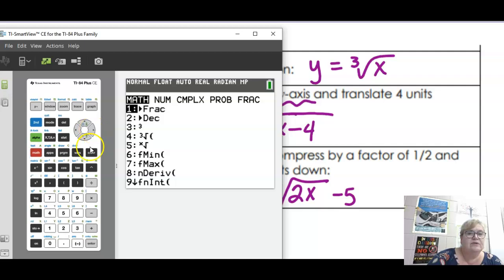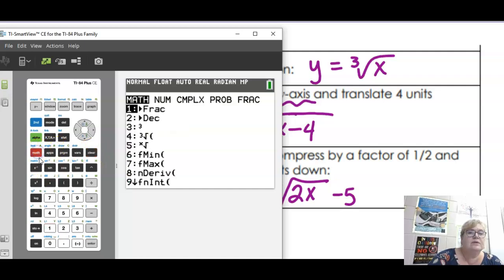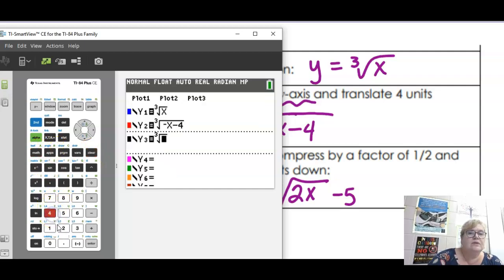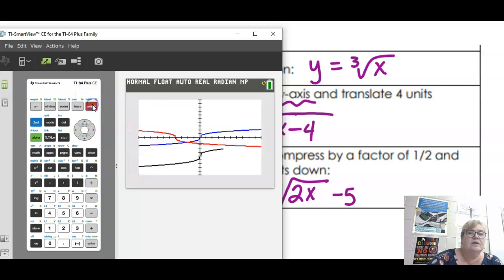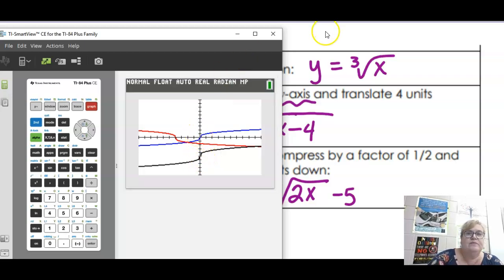Math, cubed root. Oh, what did I push? 2x, and then a -5 on the back. Okay, it's a little hard to tell, but do you see how it's smushed in? It's got a little more straight up and down right there than the blue one did.